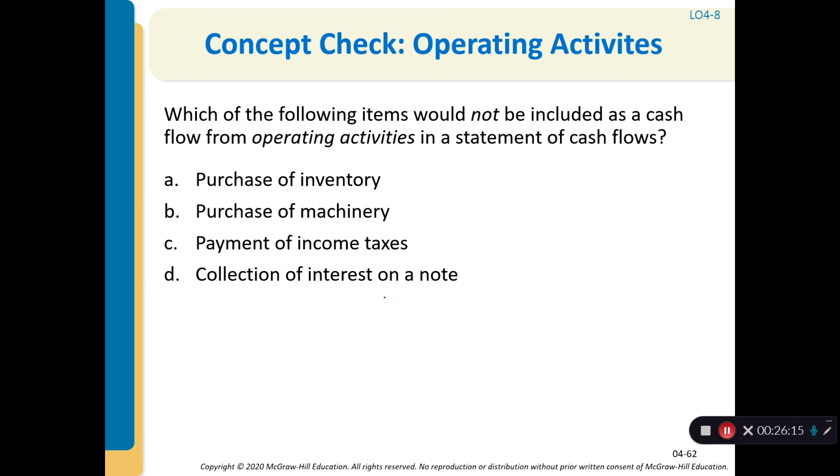Okay, so let's check the concepts. Which of the following items would not be included as a cash flow from operating activity? A. Purchase of equipment, inventory. Yes, this is operating. B. Purchase of machinery. So B is correct, right? Because machinery is a long-term asset, right? And used in the business. Hence, B is accurate.